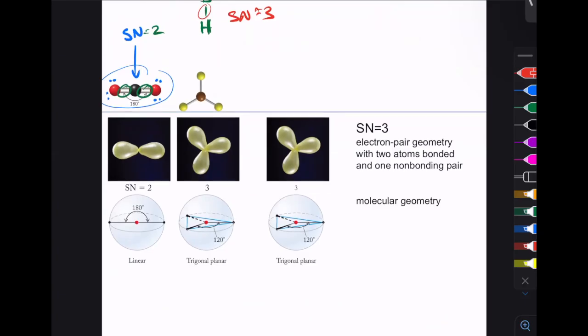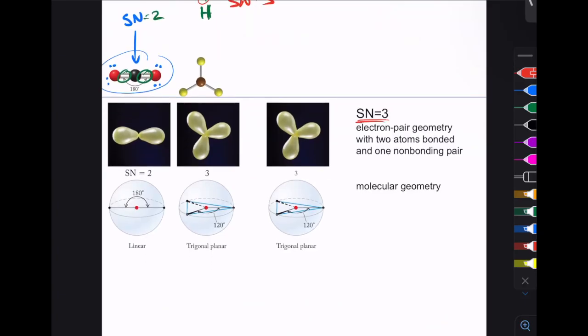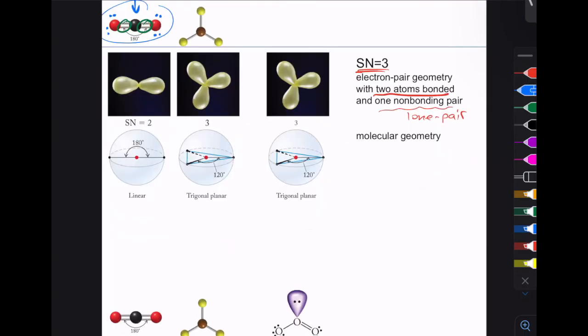Let's stick with SN of 3, but now let's consider where, of those 3 packages of negative charge, 2 of them are with bonded atoms, and 1 of them is a non-bonding pair, a lone pair. And we've seen several examples of that. For example, when we did the Lewis structure for sulfur dioxide, SO2. And again, I'm not going to take you through that whole long story again. You can go back in your notes and review that.